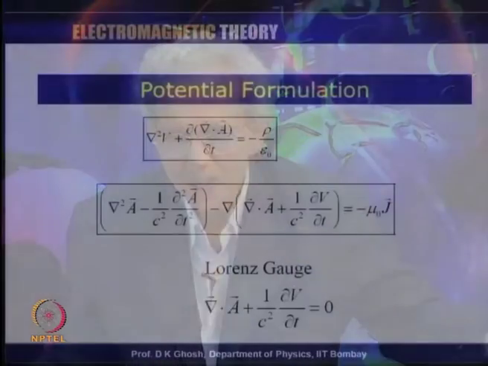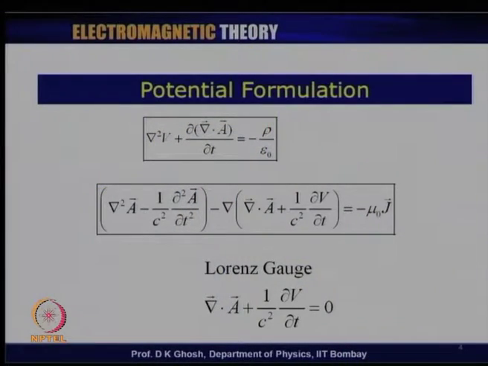So, when we did the potential formulation, we had 2 equations. One was for the scalar potential V, which is del square V plus d by dt of del dot of A equal to minus rho by epsilon 0, and another equation for the vector potential, which in addition to having del square A minus 1 over c square d square A by dt square, had another term, equal to minus mu 0 j.